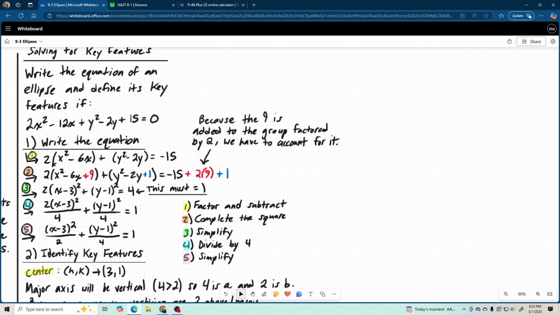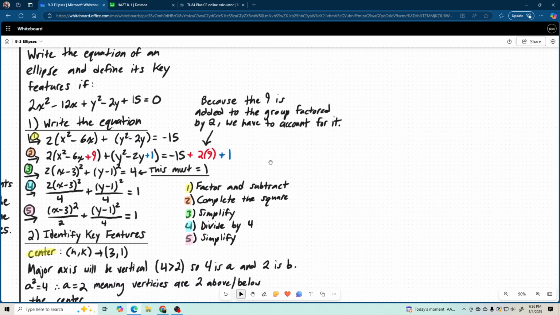And then what I went ahead and did in this first step as well is, you see how we have a 2x squared minus 12x? I went ahead and just pulled a 2 out of each of those. That way we can just have an x squared and a y squared with our leading coefficients being 1, so we don't have any numbers in front of our x or our y. So I pulled out the 2, I separated our x's and our y's, and I subtracted the 15. Just kind of did that all in one step here.